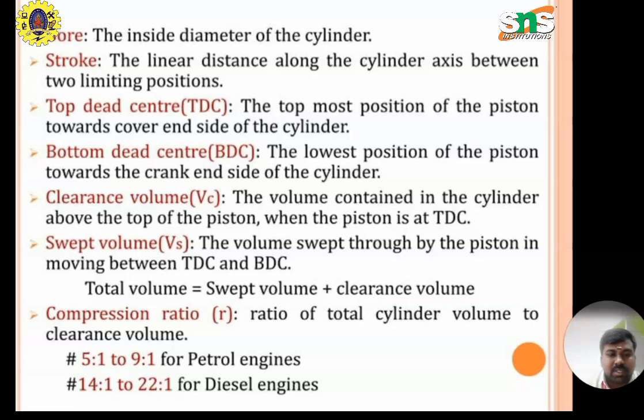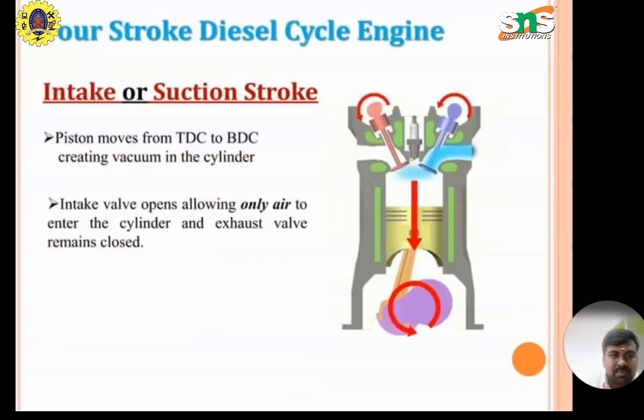So the total volume is the swept volume plus clearance volume. It is called total volume. Then compression ratio, denoted by R, the ratio of total cylinder volume to the clearance volume. For the petrol engine, the compression ratio ranges from 5:1 to 9:1. For a diesel engine, the compression ratio ranges from 14:1 to 22:1.